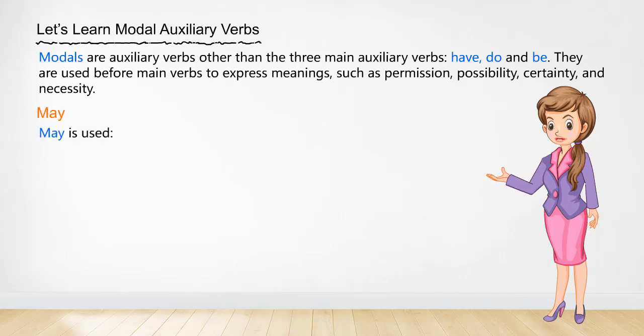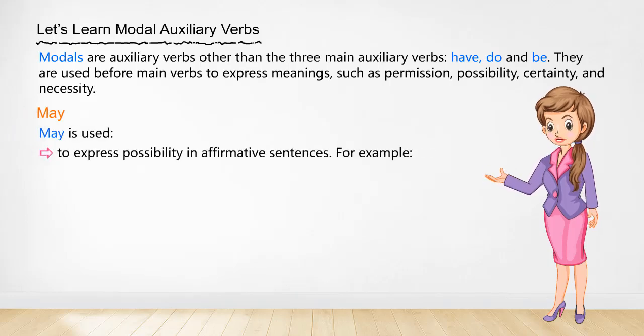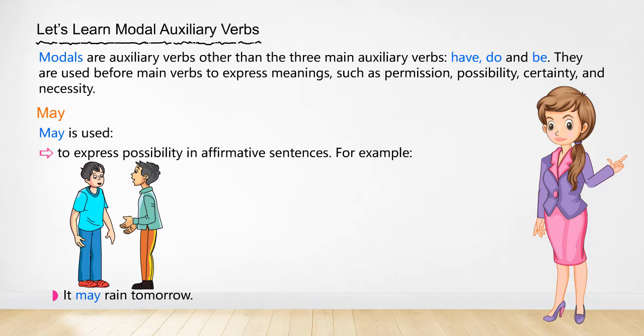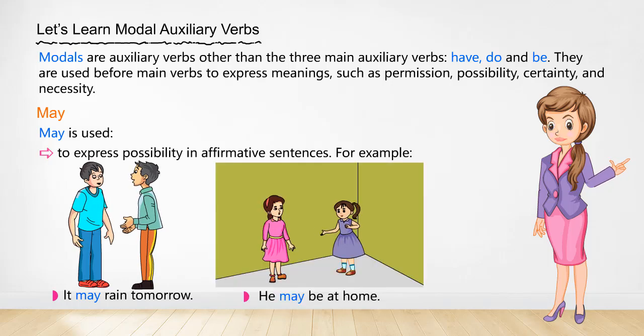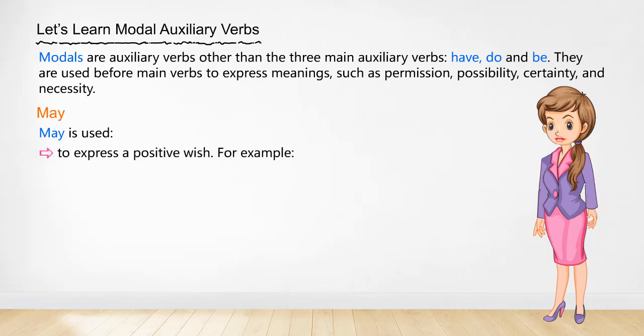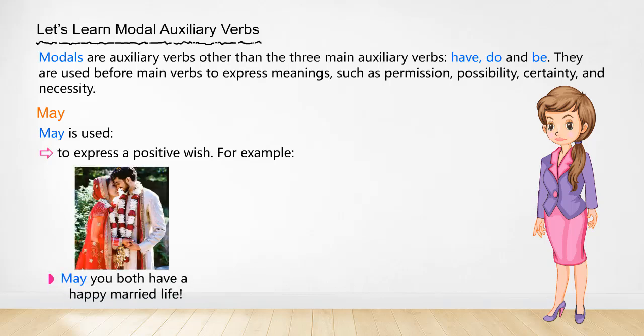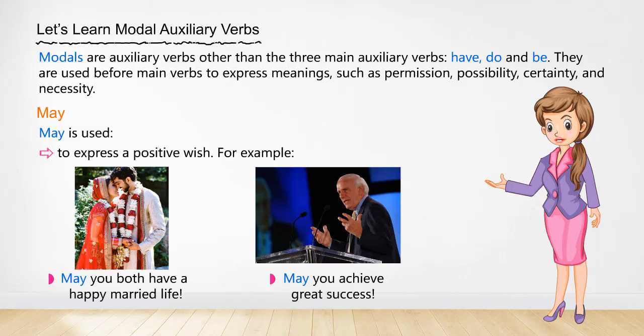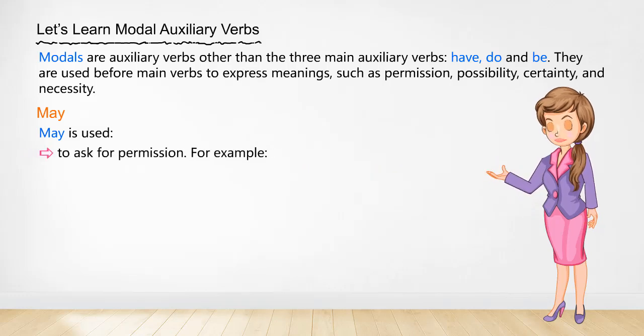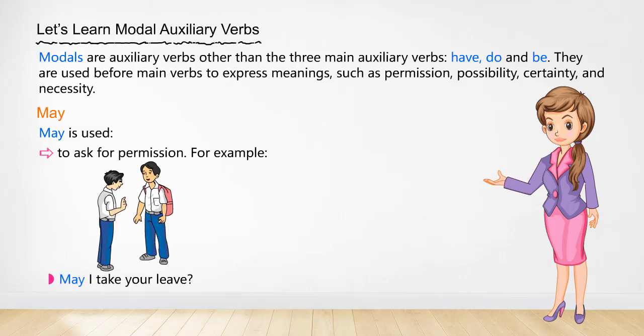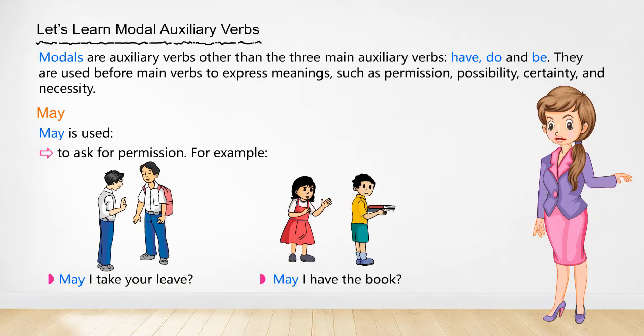May. May is used to express possibility in affirmative sentences. For example, it may rain tomorrow. He may be at home. To express a positive wish, for example, may you both have a happy married life. May you achieve great success. To ask for permission, for example, may I take your leave? May I have the book?